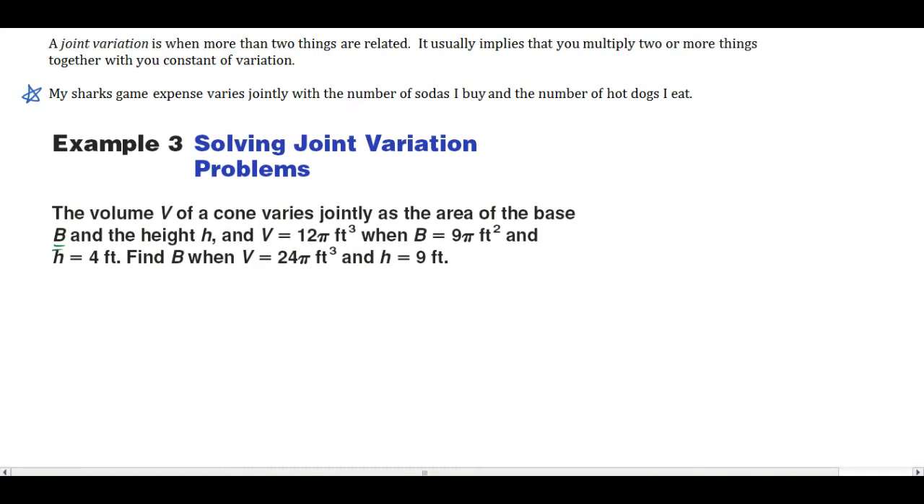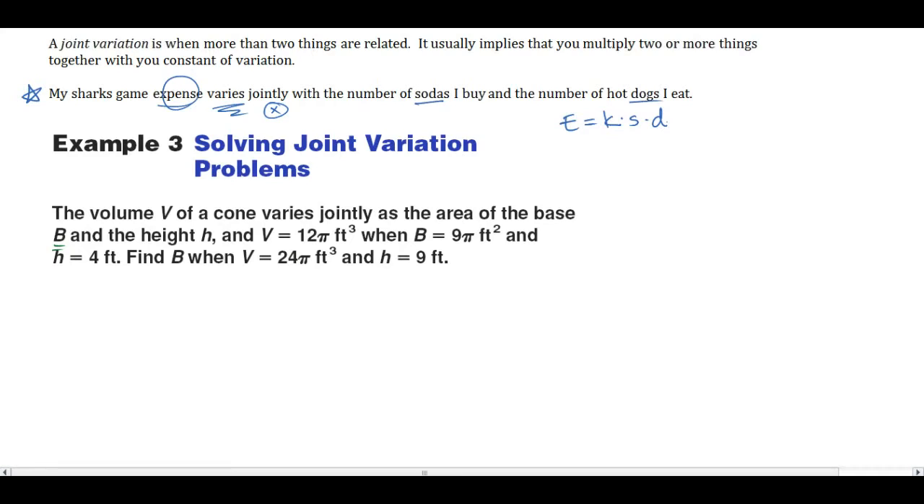Well, again, if you're just going to make an equation for that, maybe my expenses, so I will say my expenses vary. So there's that K, that whenever you see that word varies, think, ooh, there's a K. And I got to figure out what K is. Jointly just means multiply. So multiply with the number of sodas and the number of dogs. So times the sodas times the dogs. And then I could tell you how many I ate of each one, and you could figure out this cost and find out my expenses.